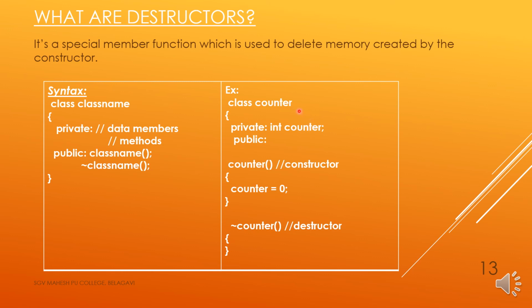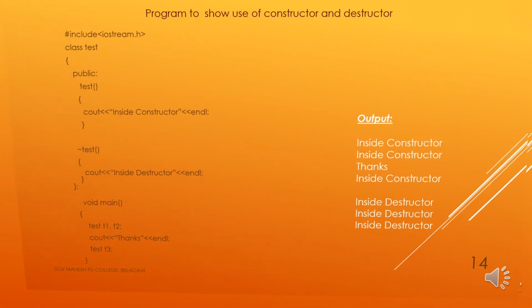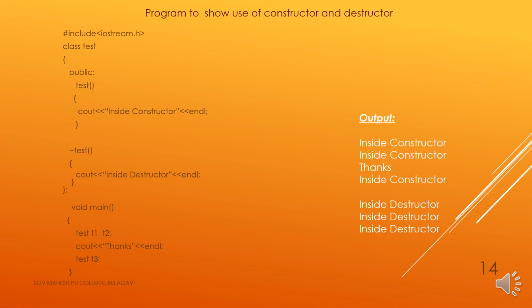Let's take an example. I'll take class counter, with private members and public members. I'll create a constructor, counter equal to 0, to initialize some values. Then the destructor using the tilde symbol. So this is an example of destructors. We'll see a programming example of how we write destructors.